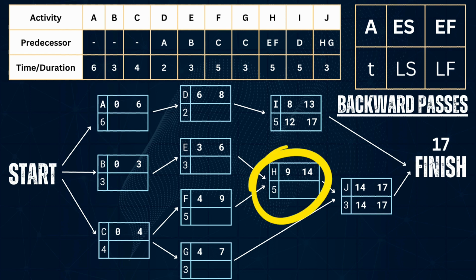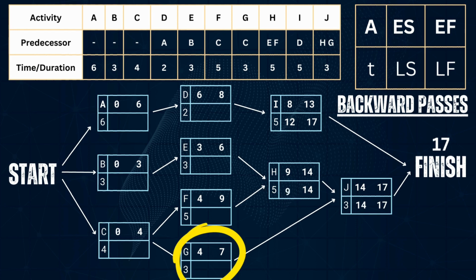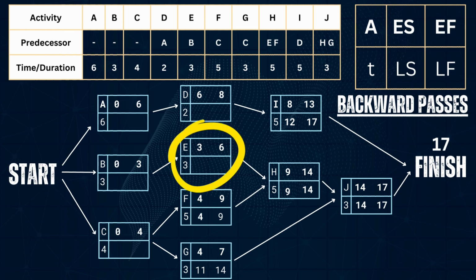And for activity H, the latest start of its successor is 14, so the latest finish of this is 14 also. And 14 minus 5 is equal to 9. For G, its successor's latest start is 14, so our latest finish will be 14. And 14 minus 3 is equal to 11. Activity F, since the latest start of H is 9, the latest finish of this will be 9, and 9 minus 5 is equal to 4. And for activity E, since the latest start of its successor is 9, our latest finish will be 9, so 9 minus 3 will be 6.